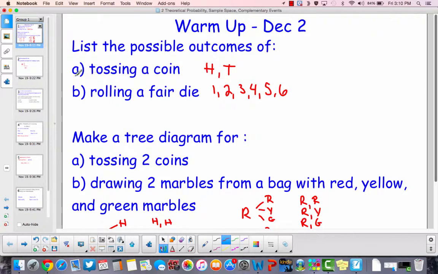Okay, so what are the possible outcomes for tossing a coin? You can have either a heads or a tails. What are the possible outcomes for rolling a fair dice? You can roll a 1, a 2, a 3, a 4, a 5, or a 6.